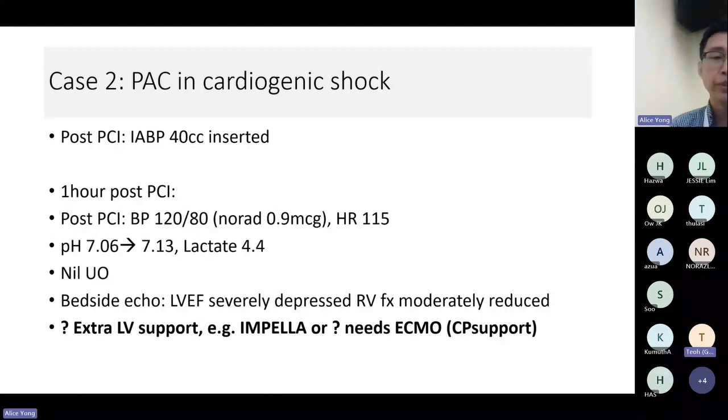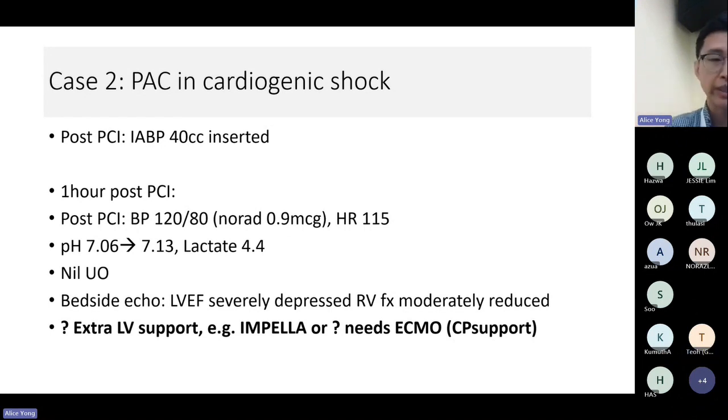So IABP is inserted. But after 1 hour of all this intervention, the patient's BP is supported by noradrenaline of 0.9. A little bit of a drop from 0.8. The BP will drop already, so they keep it at 0.9 and send the patient to CCU. After 1 hour, we can see that the pH is slowly climbing up from 7.06 to 7.14. Lactate is now 4.4. There's no urine output. Definitely this is a cardiogenic shock patient with quite severe metabolic acidosis.